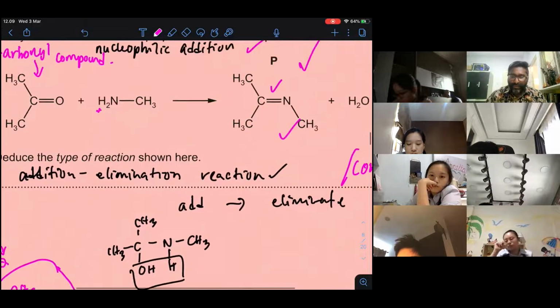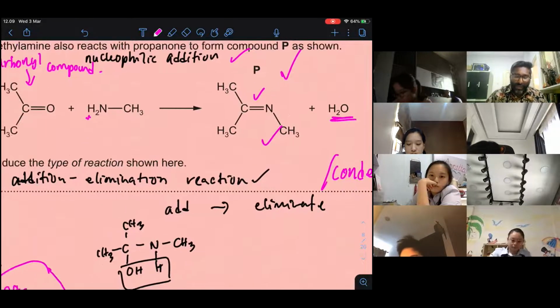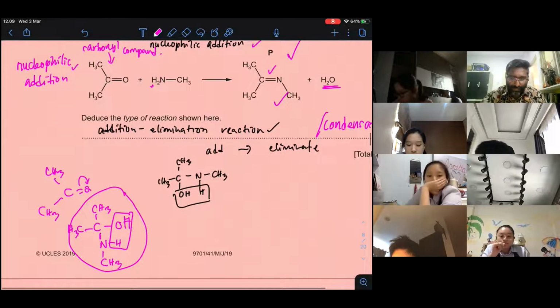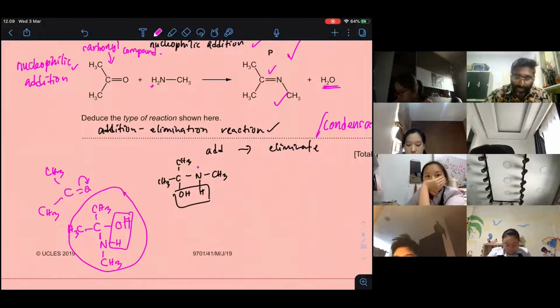The OH and H is removed in this way. So here, what type of reaction is happening? Number one, because a new bond is being formed with this nitrogen compound, that is going to be an addition already.